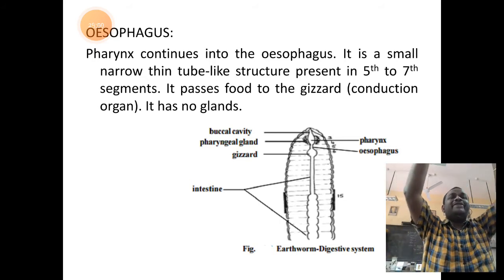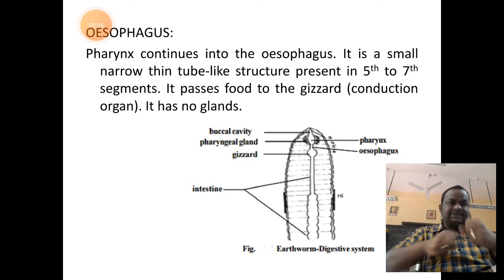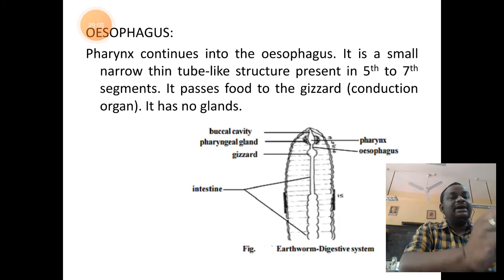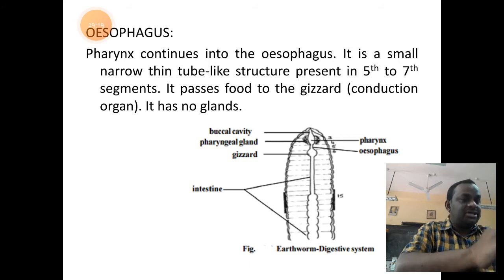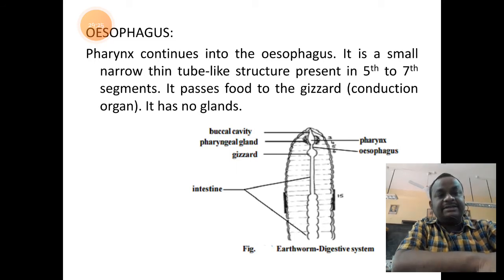So, esophagus is followed by the part of the digestive system called gizzard. The food that is collected is sent to the gizzard by means of this conducting organ called the esophagus. So, esophagus acts as the conducting organ here. Students, remember, esophagus does not involve any secretion because it has no glands in it. So, that is the importance of esophagus.